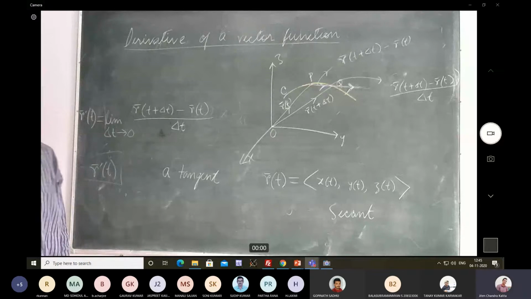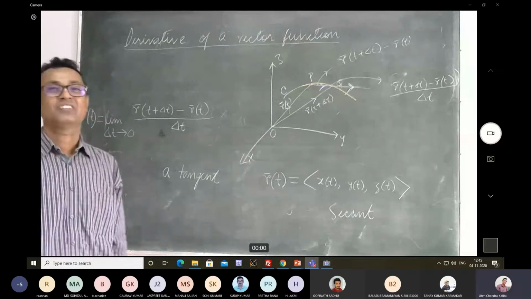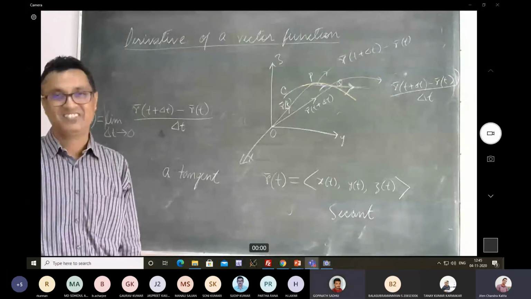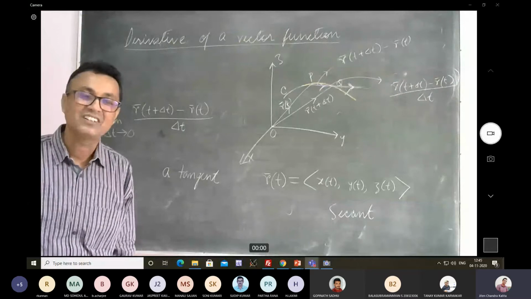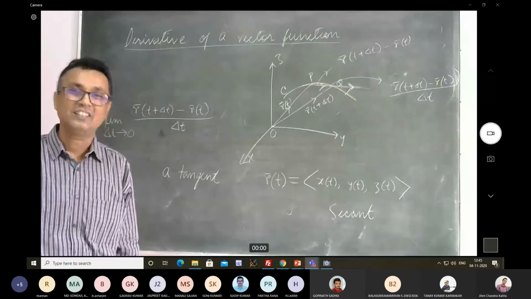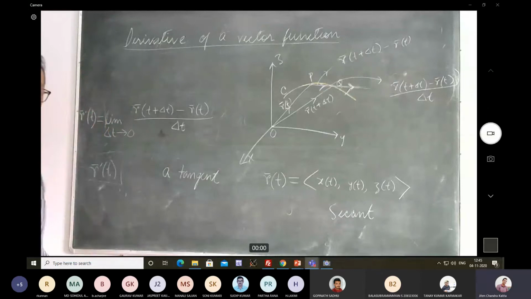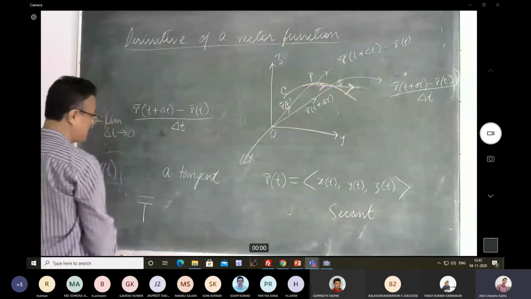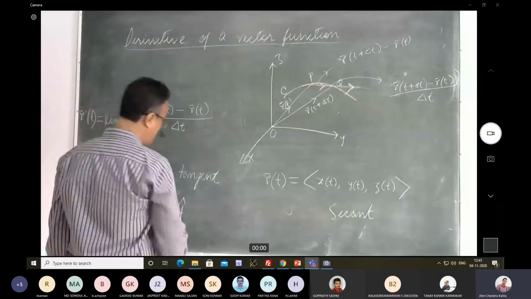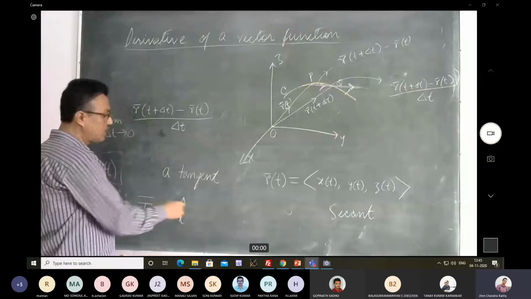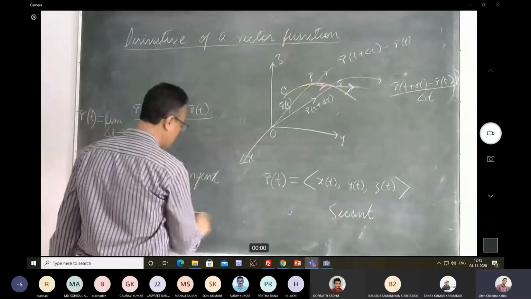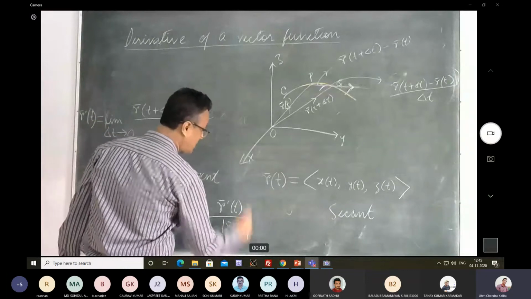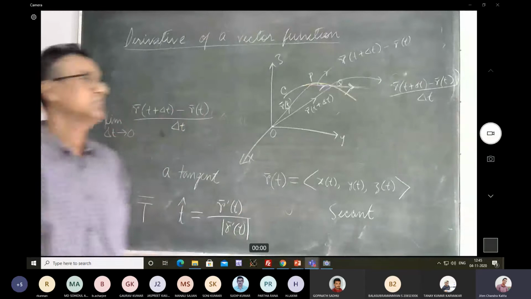If you want to find the tangent, I would like to have a unit tangent at a particular point, a specific one. The unit tangent, in some books they call it big T, in some books they call it T cap, because cap is generally used for unit vectors. You know that I can get it simply by dividing by its magnitude.